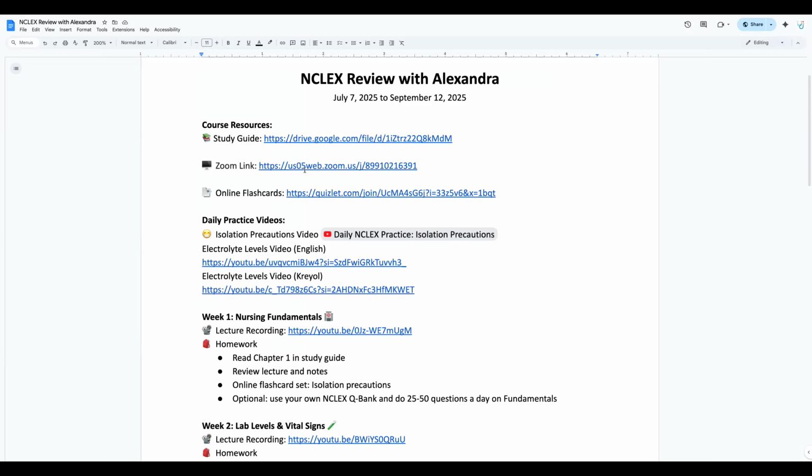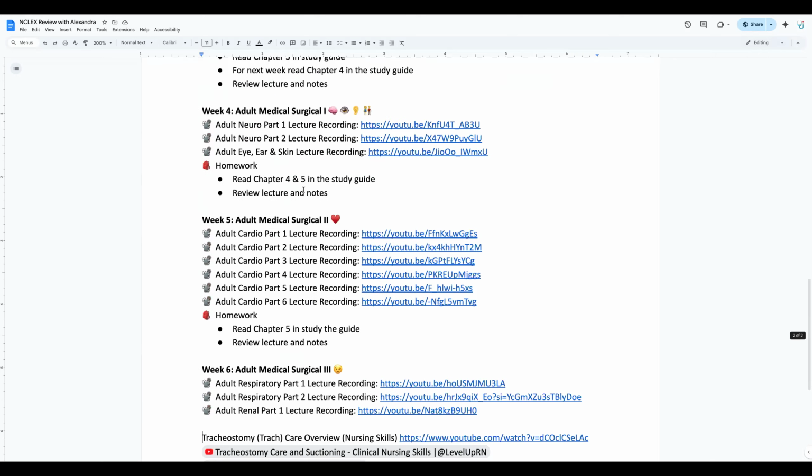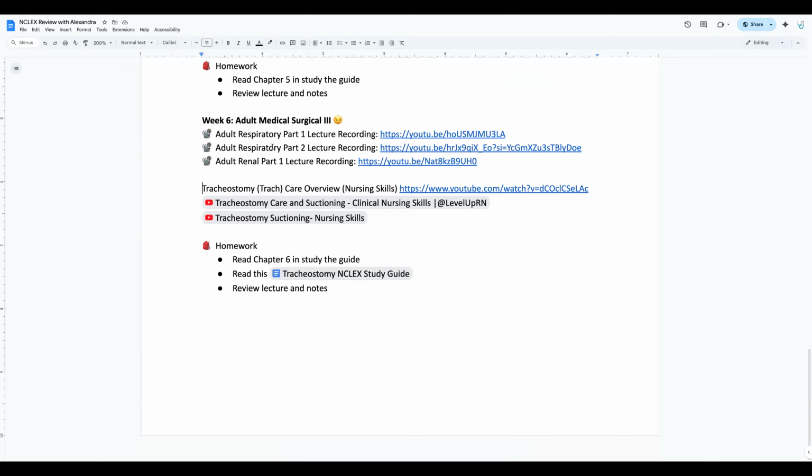Here's the Zoom link, it never changes. Here's for all the online flashcards. And we're in module 6, so you can see respiratory part 1 and 2, and then renal part 1 is here, and I'm going to post renal part 2, which is what we did today. So what you need to do is make sure that you have read all of renal in the study guide, that you have watched the recording from part 1 and the recording from today, that you're reading your notes, and that you're doing practice questions on renal.